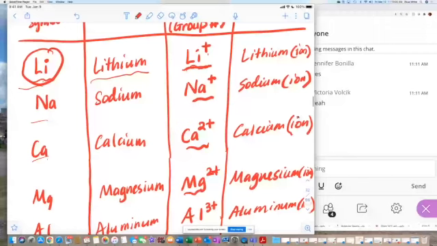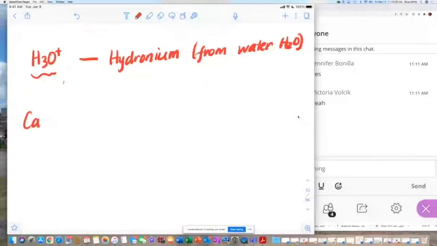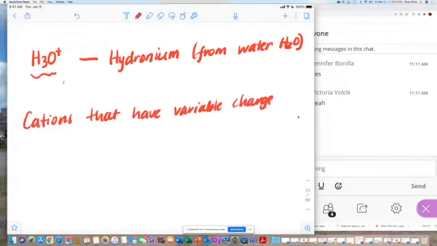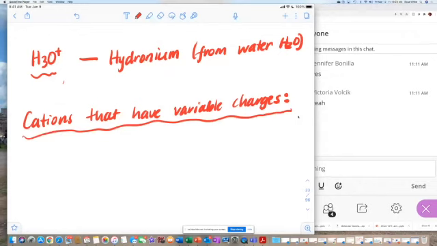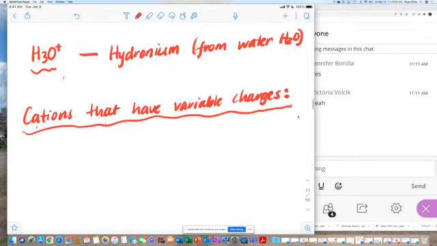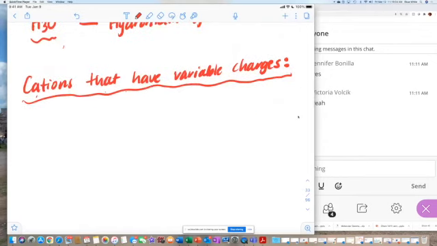Now we're looking at cations that have variable charges. Once again, in the page provided for you in your lab. So this session is to help you complete the lab so you're not just Googling the answers. You have some idea on how to complete the lab. So these are cations that have variable charges. And for the most part, they will be monoatomic, right? But these have variable charges.